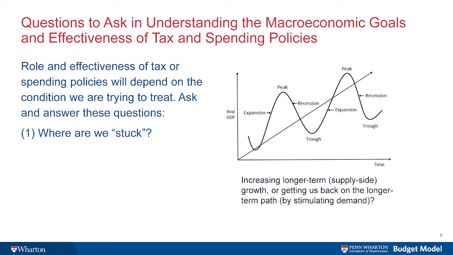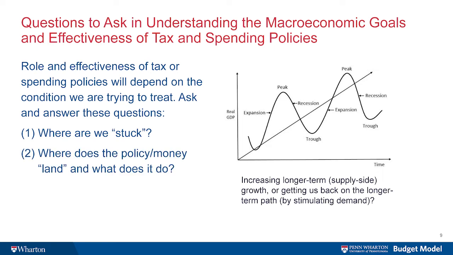Are we in a recession where we're below potential, where it says trough, where we're headed down from peak to a trough? Or are we in an expansionary phase where we're at or even above that long-term path? So the peaks and valleys are sort of about where demand is relative to our productive capacity or supply side. And so the target of policies or the way we want to design policies will be different.